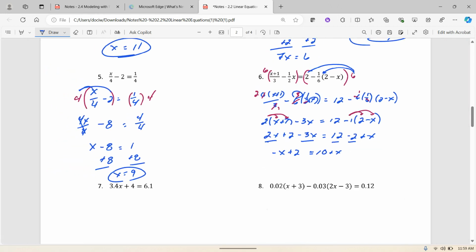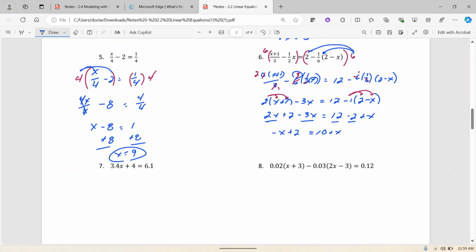And my sizing went off. Bear with me while I fix that.